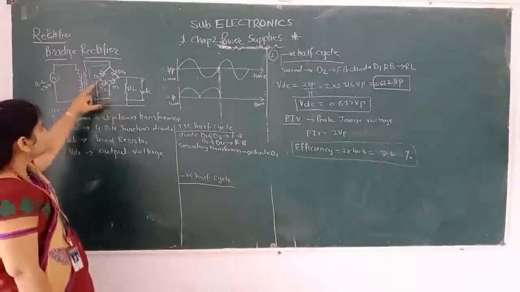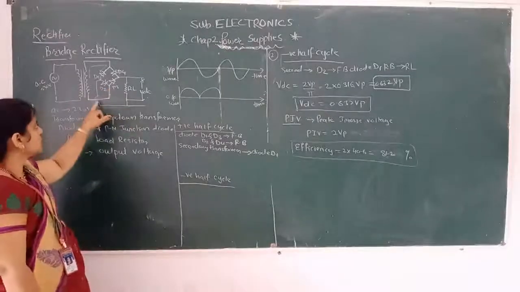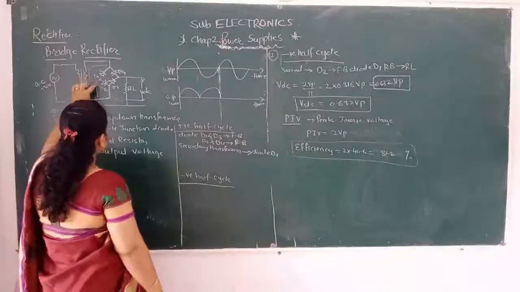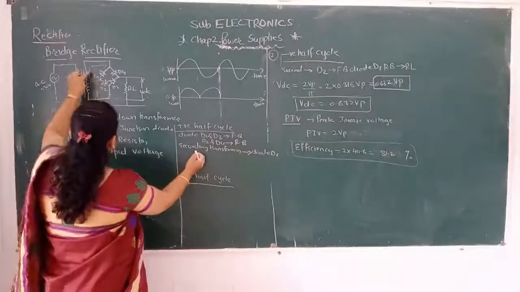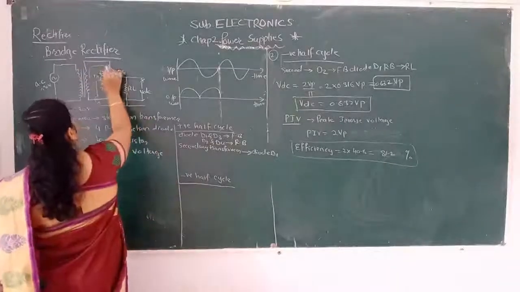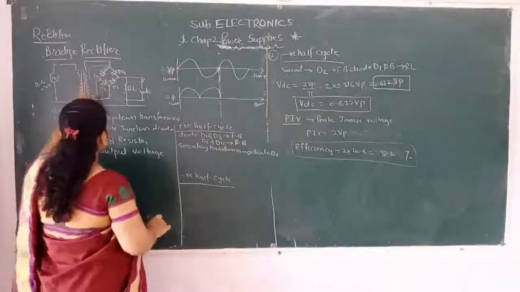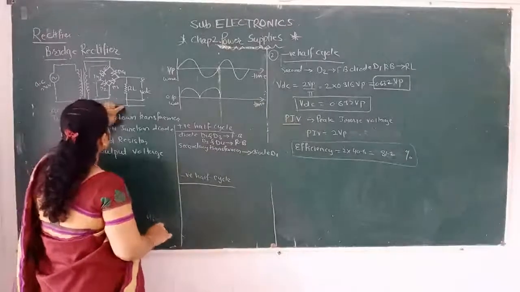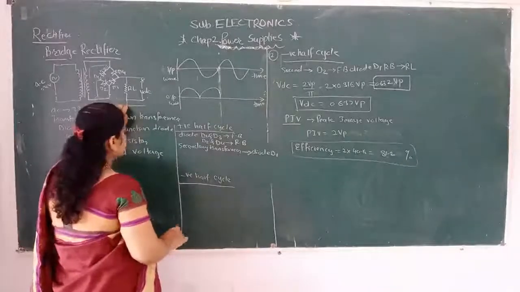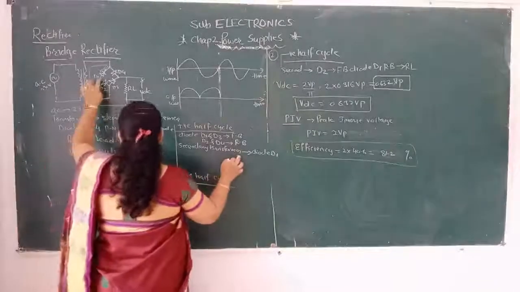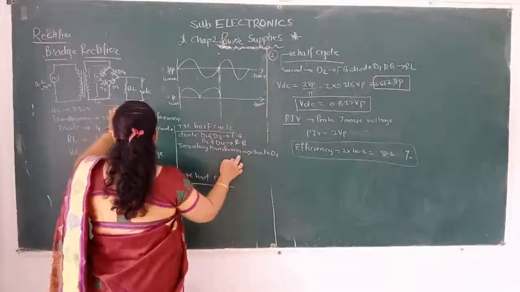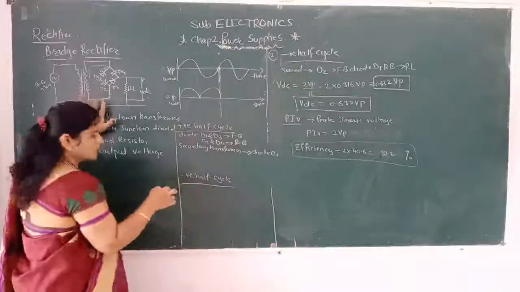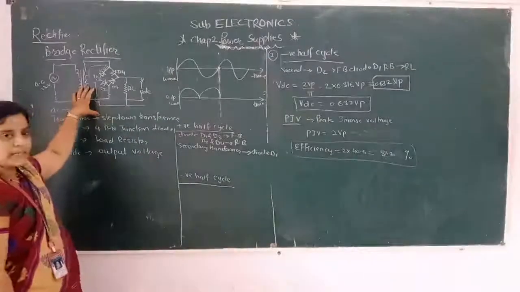It is like this. D1 is connected to the load resistance and D3 is connected to this RL. Okay, so see here, if D1 is on, current will flow through the secondary, come here, and go from diode D1 to D3. So this is the bridge rectifier.